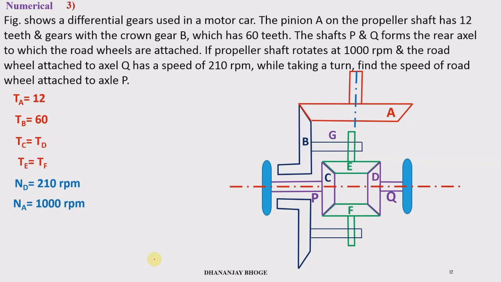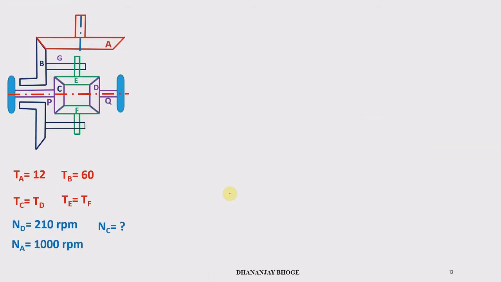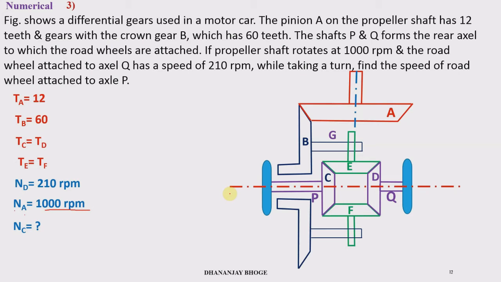And we have to find out, speed of gear A is also given. Speed of propeller shaft or gear A mounted on the propeller shaft rotates with 1000 rpm. Speed of gear A is 1000 rpm. We have to determine the speed of gear C while the vehicle is taking a turn. Okay, we have to find out the speed of gear C.